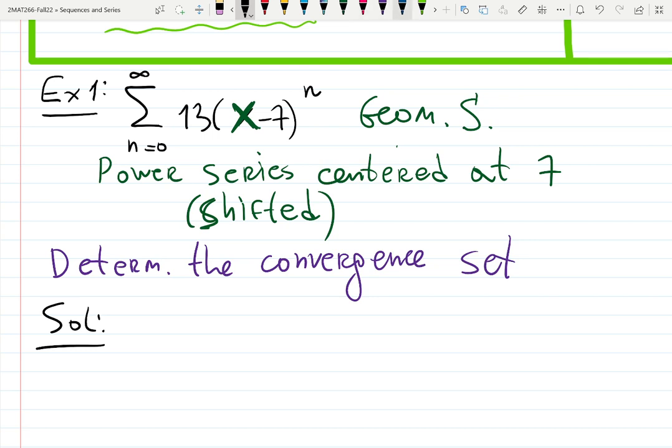I know that it is a geometric series. So what is my R? Who knows? Whatever is inside of those parentheses with n, that's always your R, because R is the common ratio. x minus 7, exactly. That's my common ratio. Remember, a geometric series converges when?